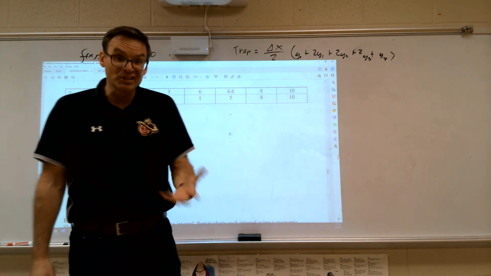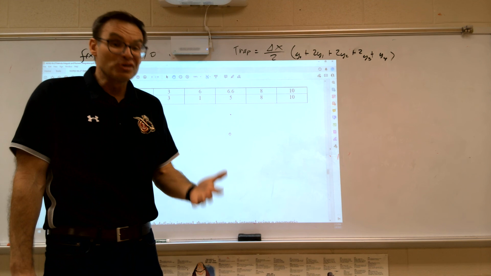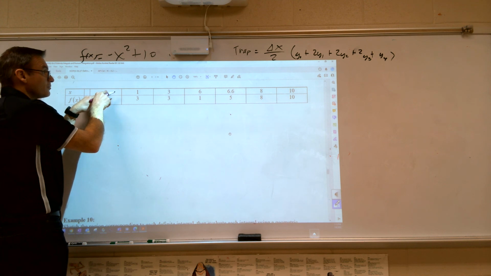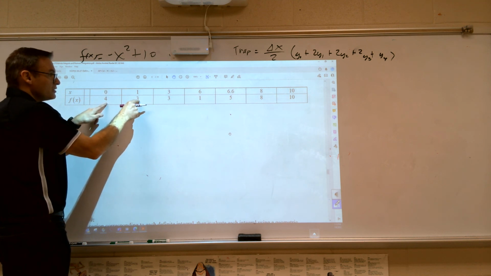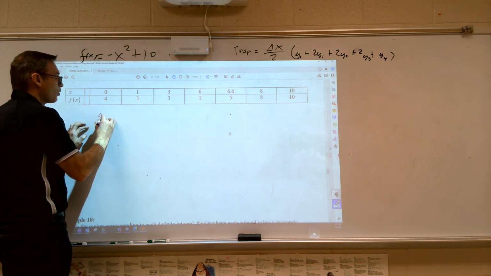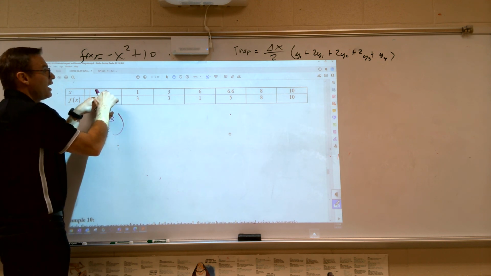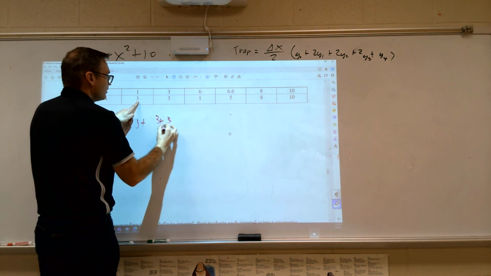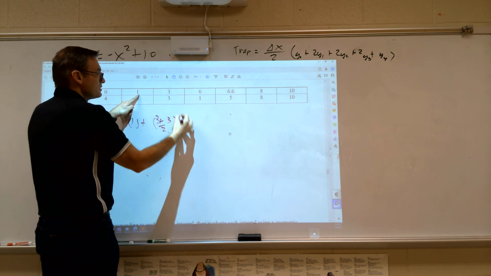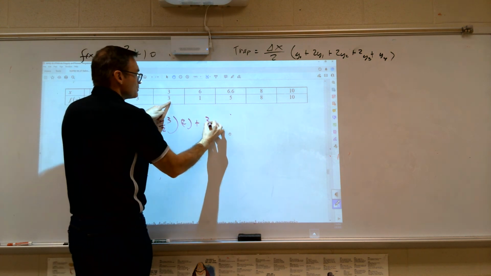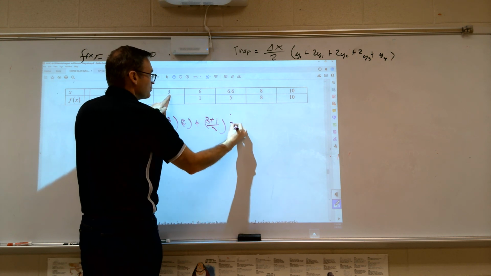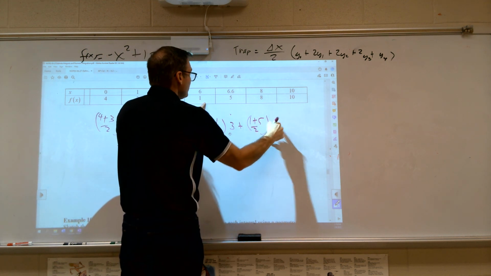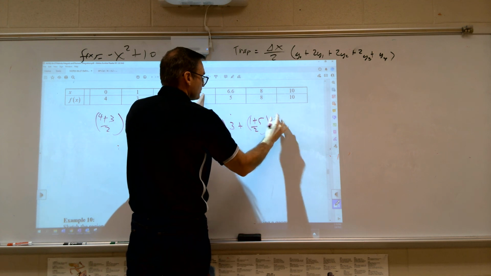What you're stuck with is literally finding individual trapezoids. When I find individual trapezoids, it's the average of the bases. These are your bases, so it's going to be 4 plus 3 over 2 times your height, which is this length. Average of the bases, 3 plus 3 over 2 times the height, which is this distance, which is 2. Average of the bases, 3 plus 1 over 2 times the height, which in this case is 3. Average of the bases, 1 plus 5 over 2 times your height, which is from here to here, which is 0.6.